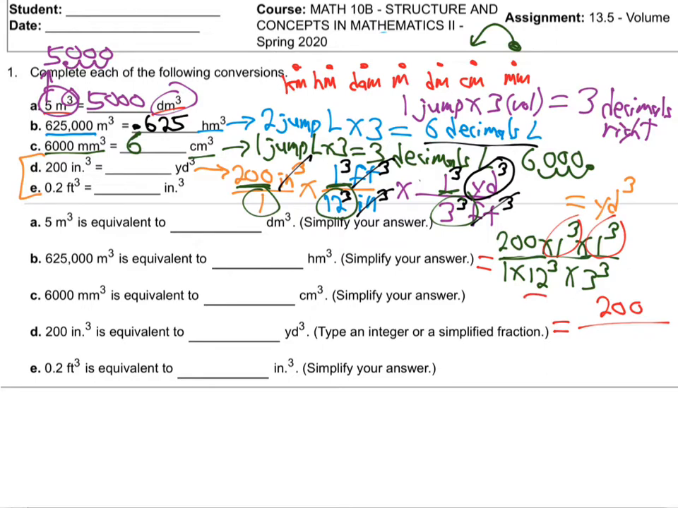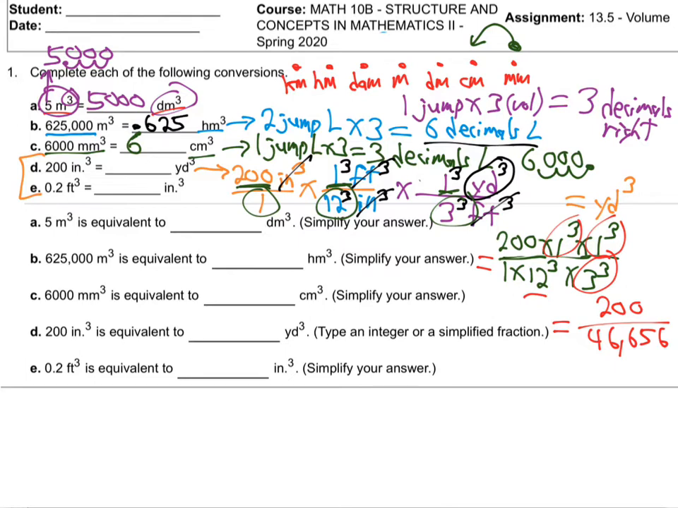On the bottom, use your calculator. 12 to the third power is a big number. I'm going to use my calculator. 12 times 12 times 12, times 3 to the third power, times 3 times 3 times 3. I'm getting 46,656.